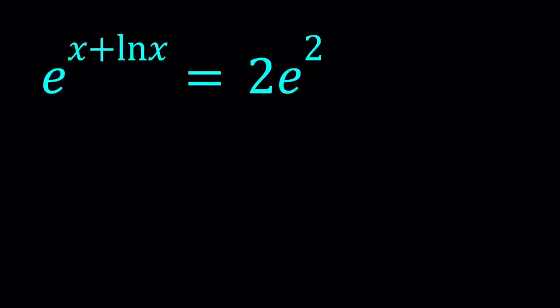Hello everyone. In this video we're going to be looking at an exponential equation. We have e to the power x plus ln x equals 2 times e squared, and we're going to be looking for x values. I'll be presenting two methods. Let's start with the first one.